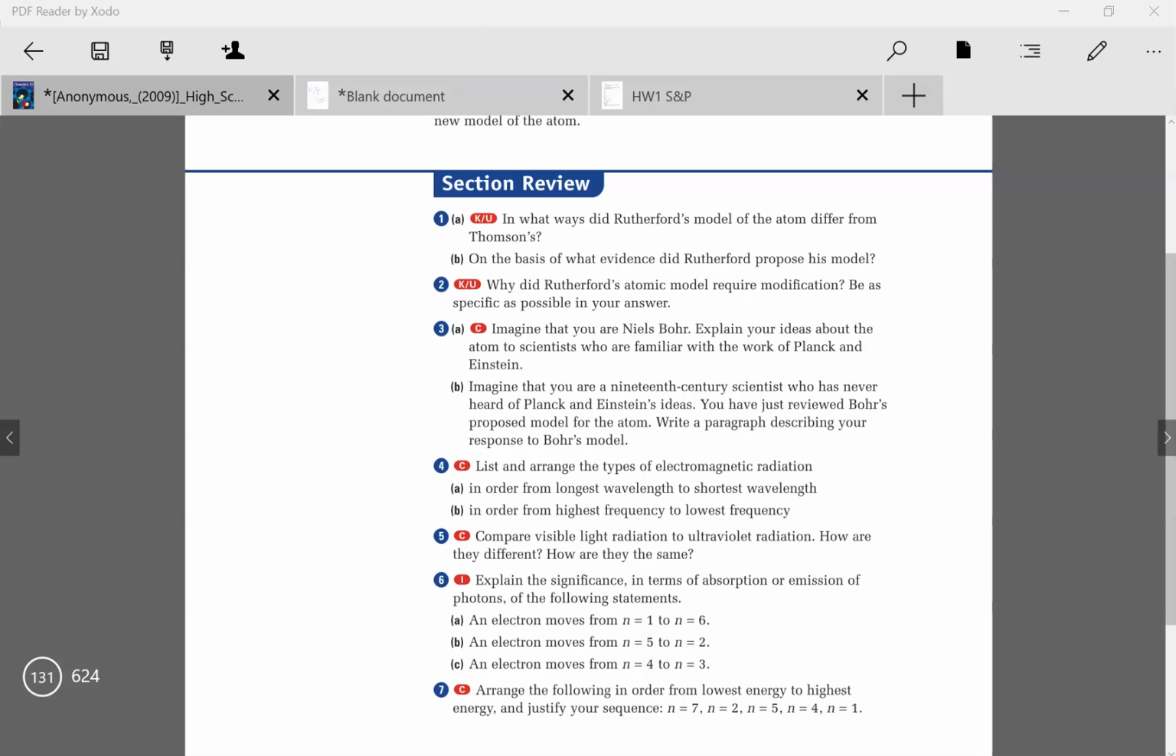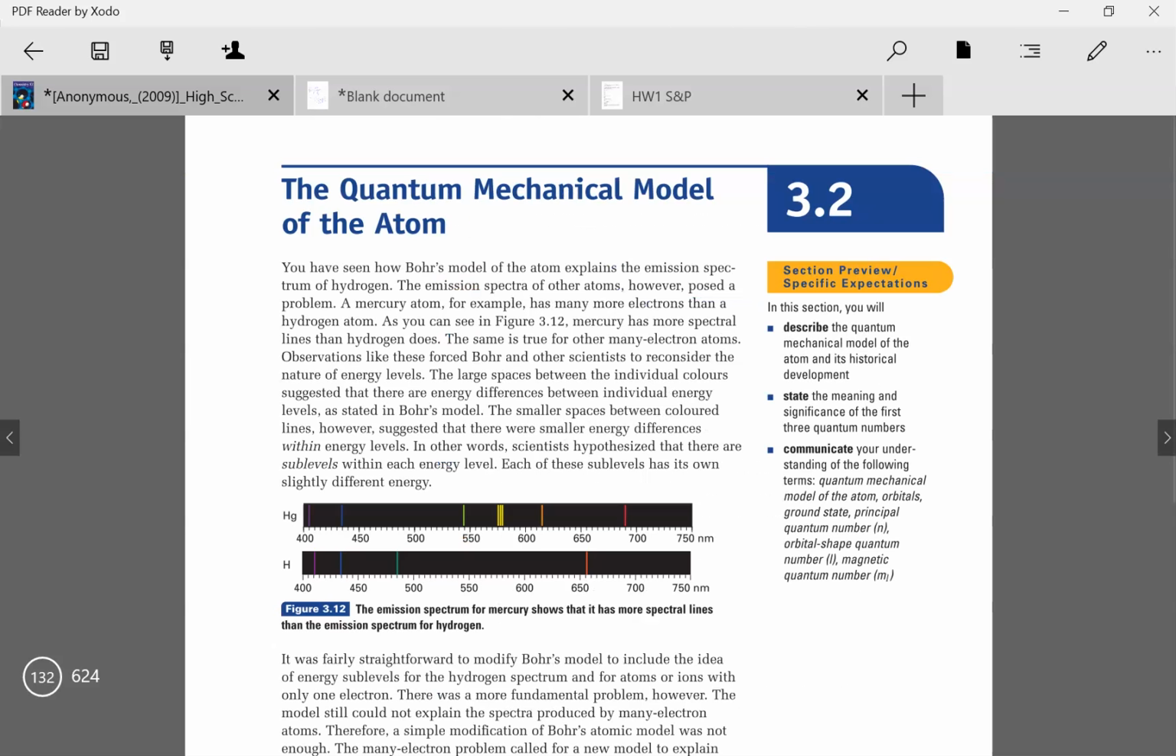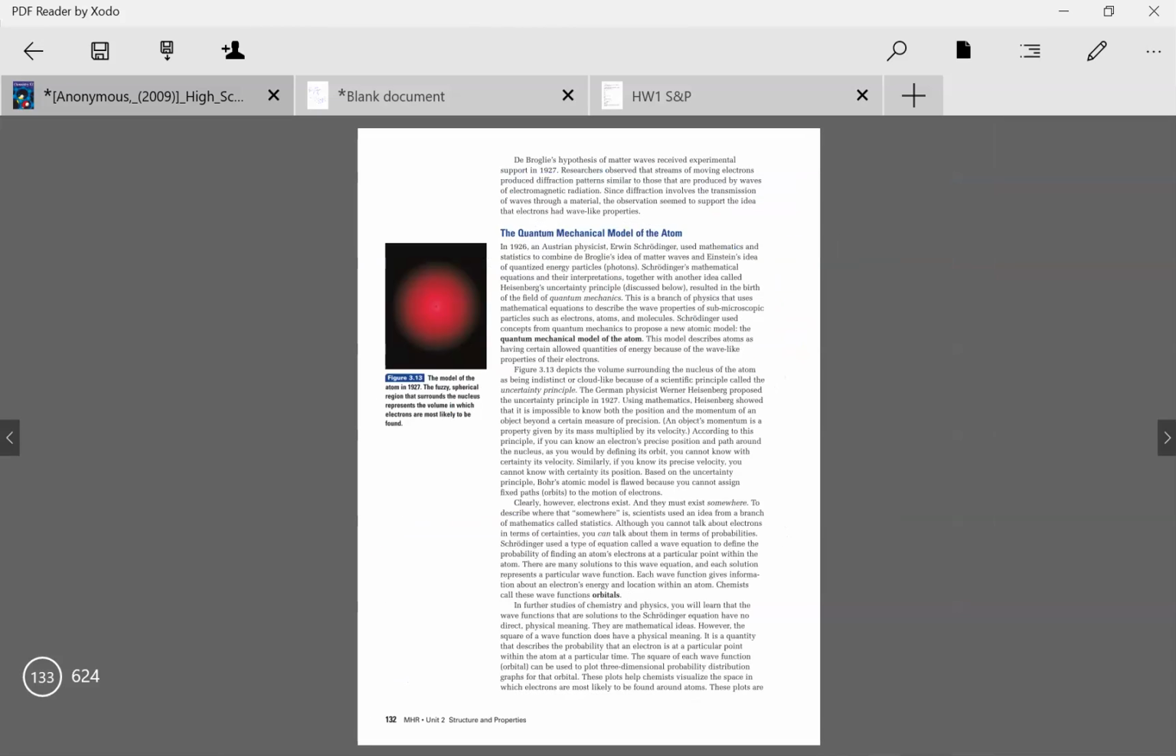So we know, why did Rutherford's atomic model require modification? Because according to Rutherford's model, an accelerating charged particle loses energy constantly, and therefore an electron encircling a nucleus would be an example of a charged accelerating particle, and therefore would constantly lose energy and fall into the nucleus, which we know does not happen, so it required modification. I think that's all we need to know from this part, so we will look and see.